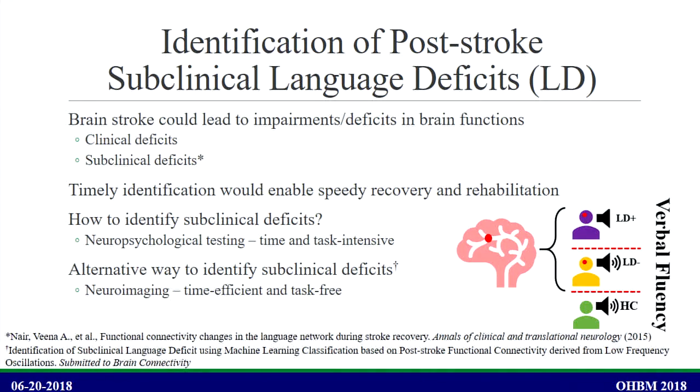Overall, we've started focusing on subclinical language deficit in particular. So we have three groups here. LD plus is the stroke group with subclinical language deficit. LD minus is the stroke group without subclinical language deficit. And HC is a control healthy group. So the goal was to distinguish between these three groups on the basis of verbal fluency, the scores that we get from the neuropsychological testing.